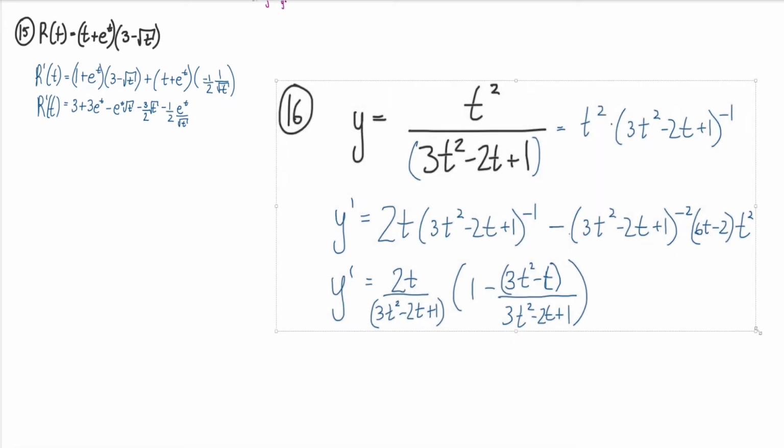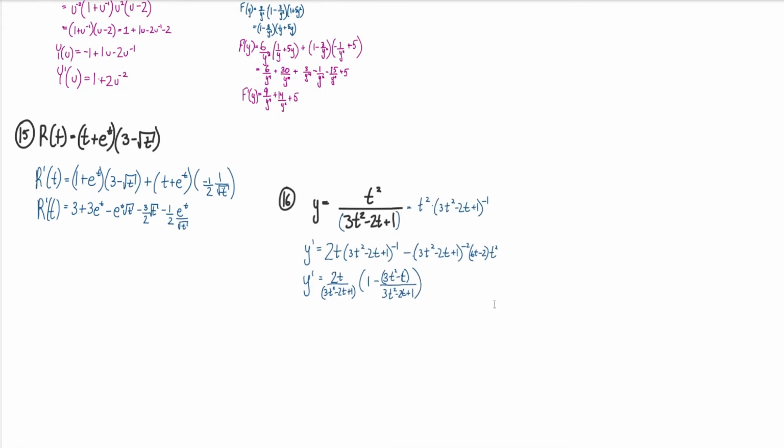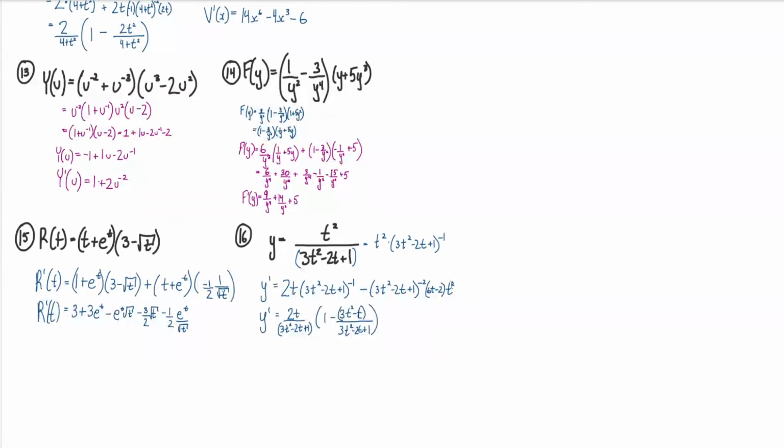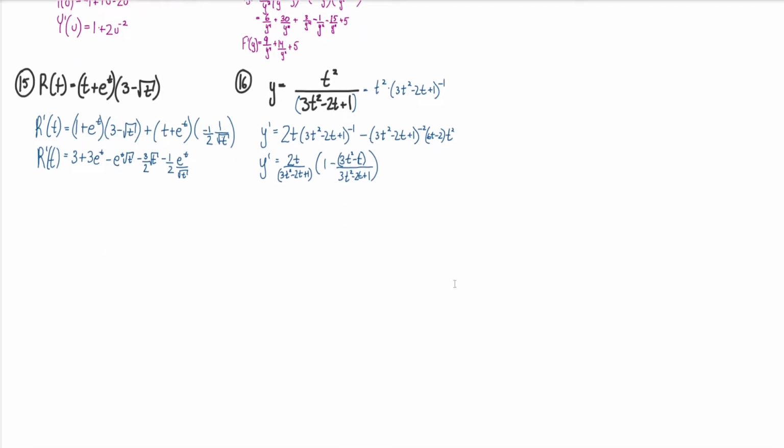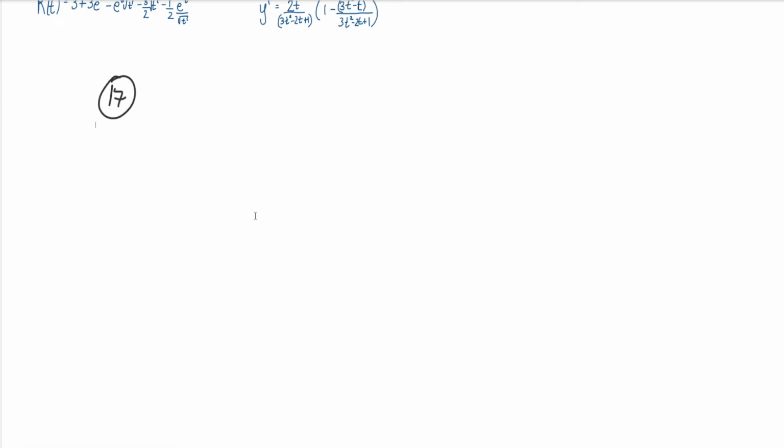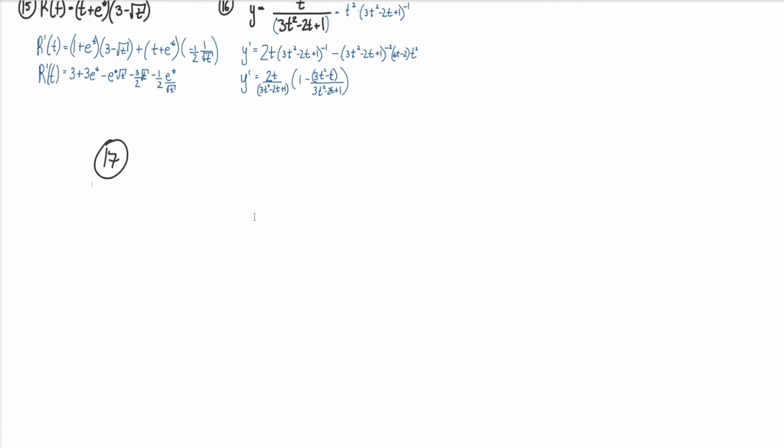All right, let's do it. 16. 17. Let's go. So 17. What is 17? It's t cubed plus 1 all over t to the 4 minus 2.